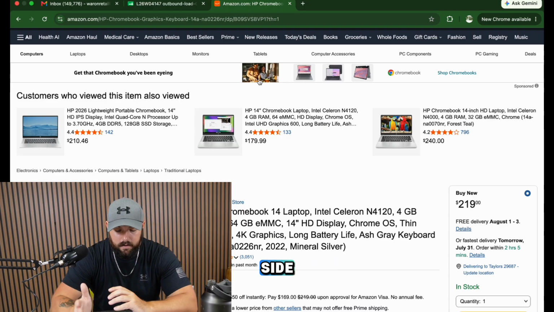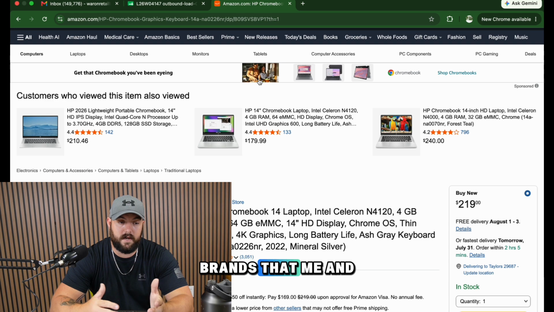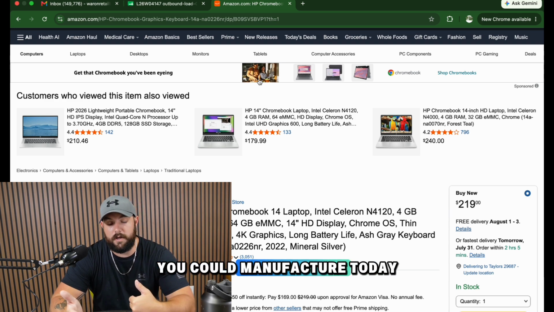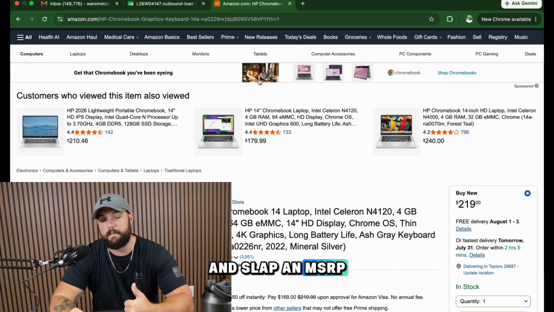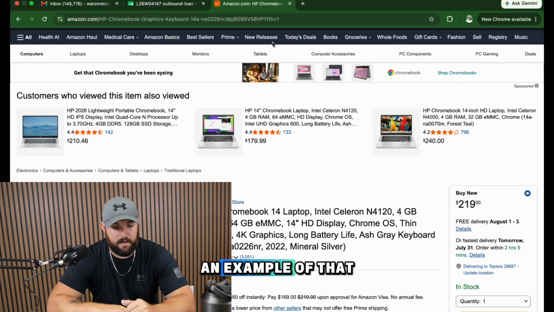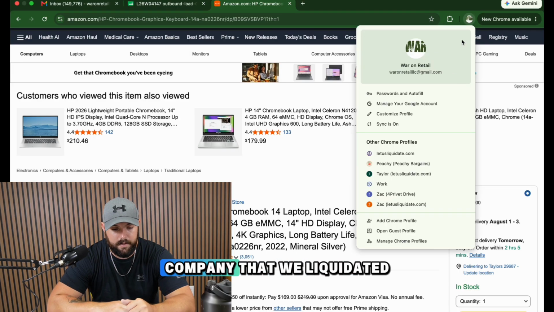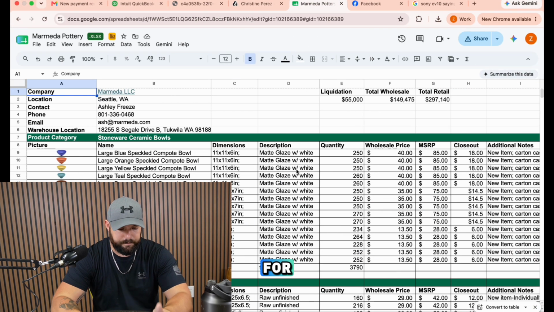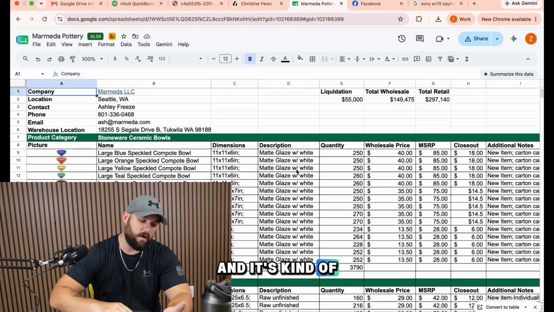On the flip side, you have private label brands that you and I could manufacture today and slap an MSRP on. I'll show you an example of that. This is a pottery company that we liquidated for, and it's kind of hard to see on the screen.